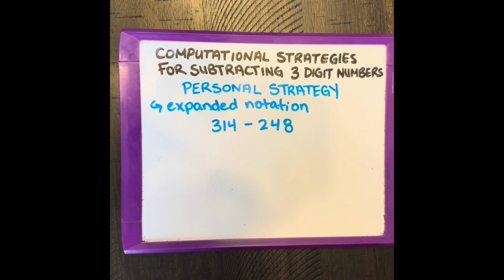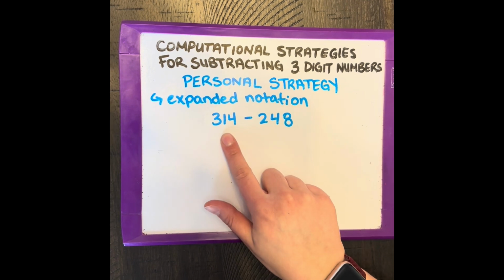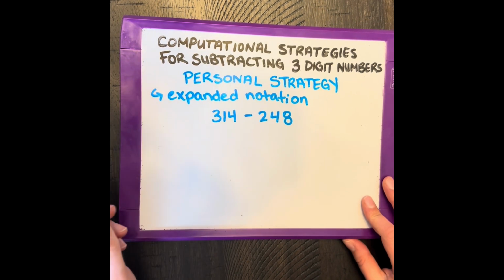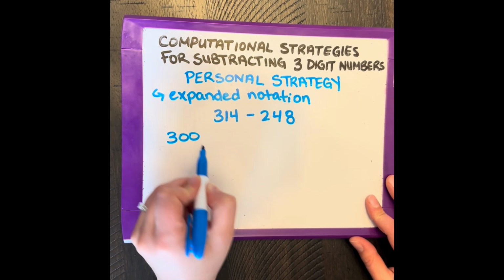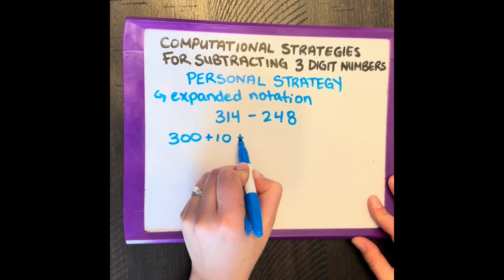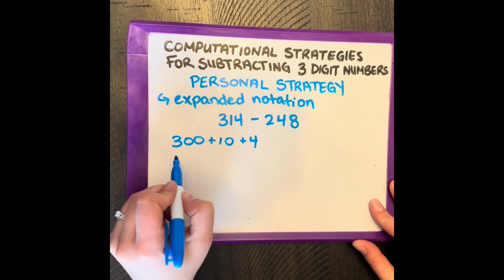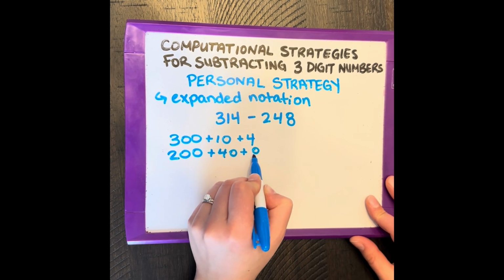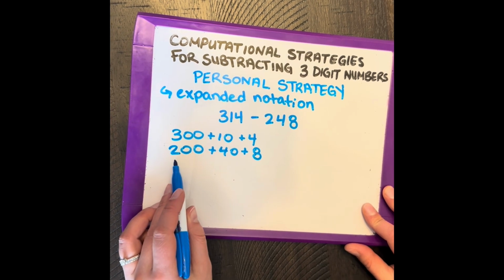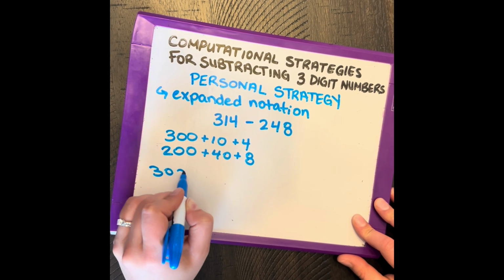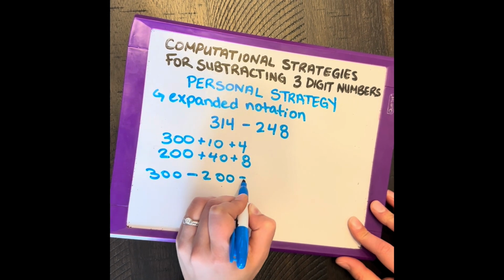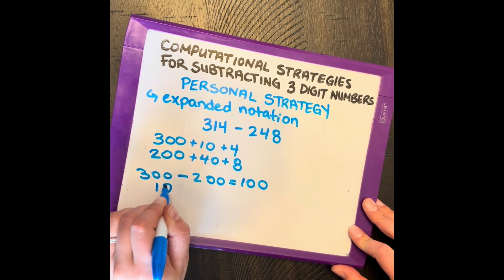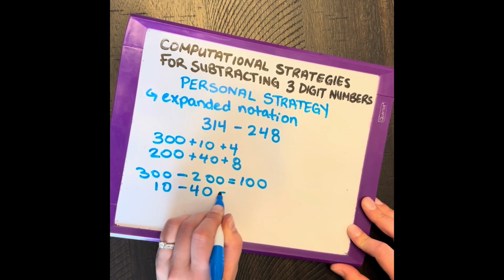Moving on to a personal strategy to solve the equation 314 minus 248, I'm going to use expanded notation. So first off, I look at 314, I represent it as 300 plus 10 plus 4, and 248 is expanded into 200 plus 40 plus 8. All right, starting off actually with our hundreds now, I can go ahead and take 300, subtract 200, leaving me with 100.